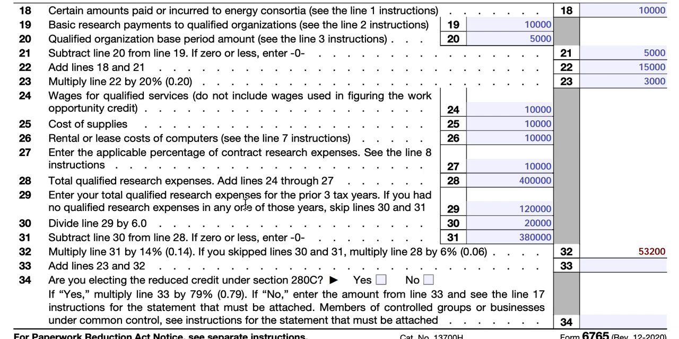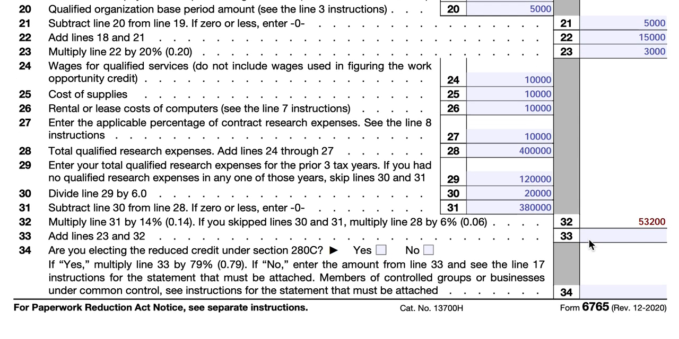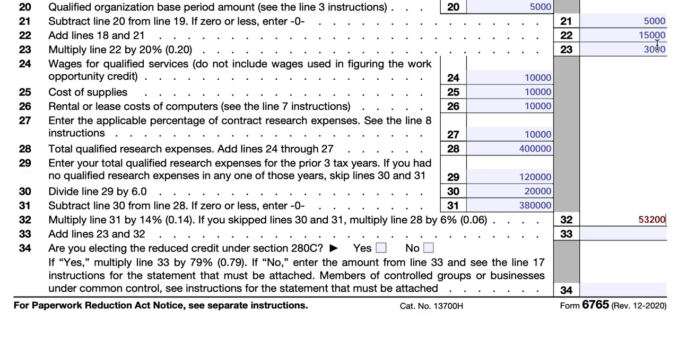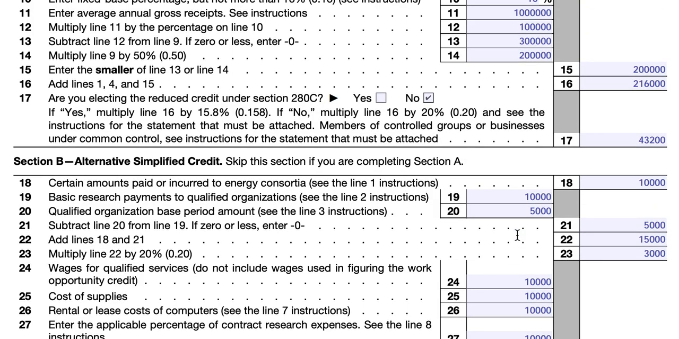Okay, so if you skip lines 30 and 31 because there was a year where you did not have qualified research expenses, then you would simply multiply line 28 by 6%, and that number would instead be 24,000. Okay, so now we're going to add line 23 and 32, and that line becomes 56,200, slightly more under the alternative simplified credit.